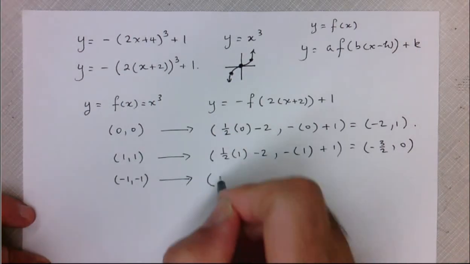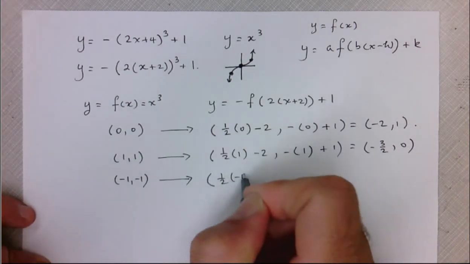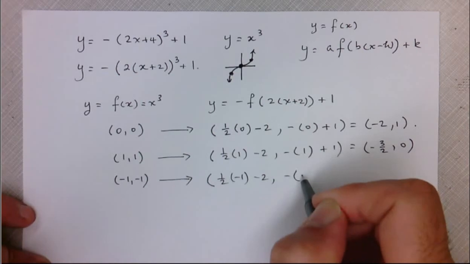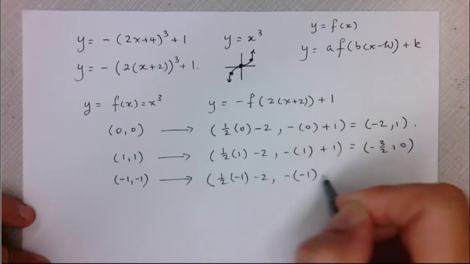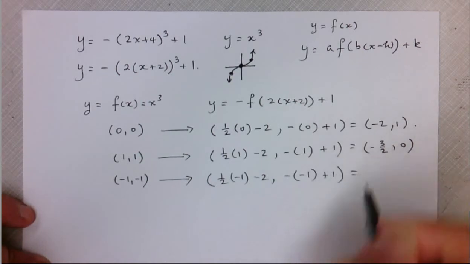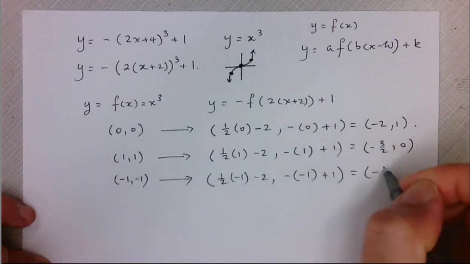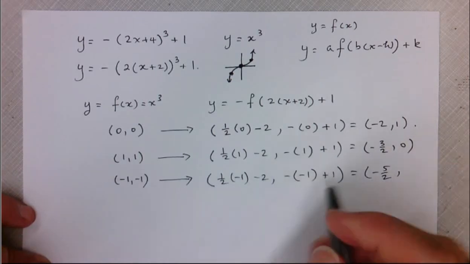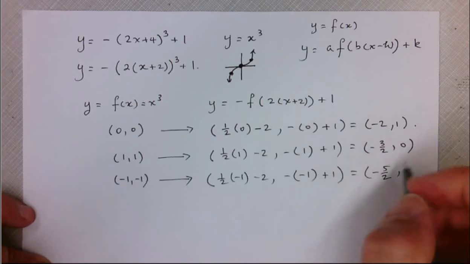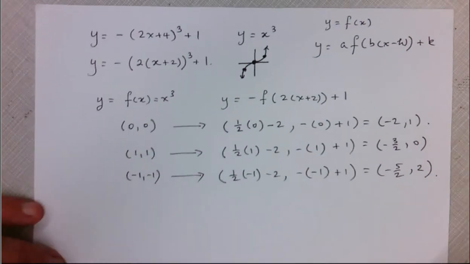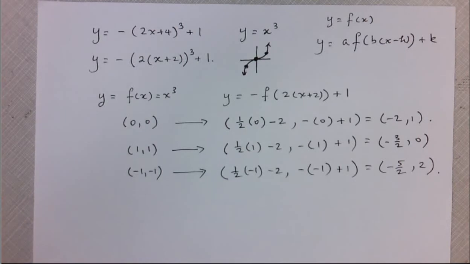Same thing, 1/2 times x value of negative 1, minus 2, and then negative the y value, which is also negative 1, plus 1. So this point becomes negative 1/2 minus 2, so negative 5 over 2, and here 1 plus 1, 2. Now that I have these points, I can sketch the graph of the function.